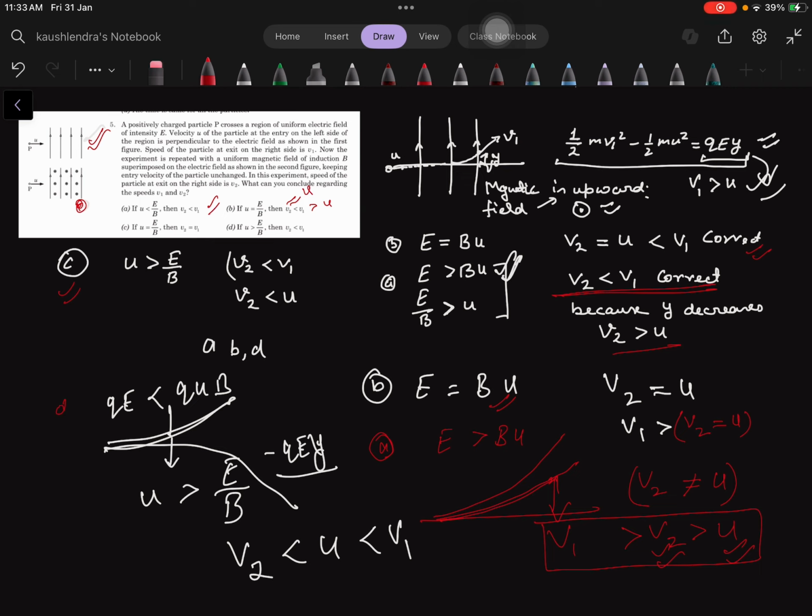Now the third case, U equal to E by B, V2 equal to V1, no. If U is greater than E by B, is V2 less than V1, then also we can say that for that particular case as well, V2 is still less than V1, because V2 is less than U as well in the fourth case. Okay students.